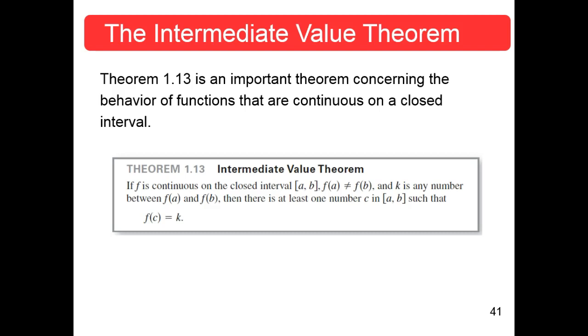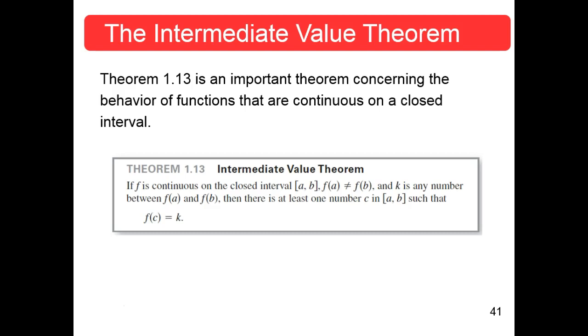And now here's another thing. f of a is not equal to f of b. So if your f of a is here, your f of b can't be there too. It either has to be here or here. Just not equal to f of a. And k is any number between f of a and f of b.